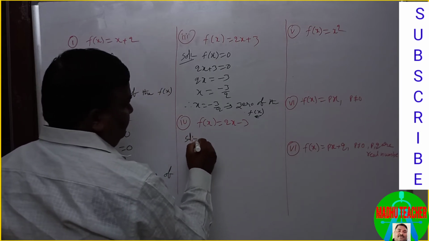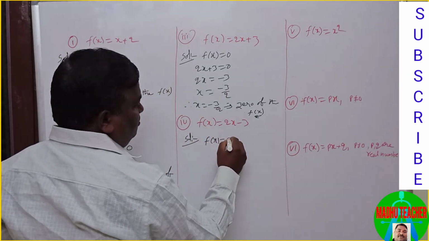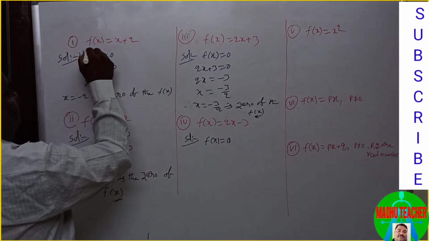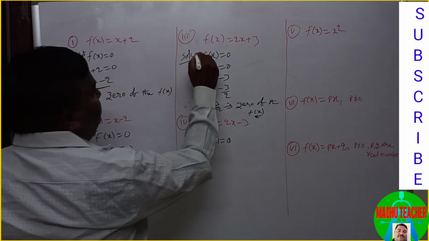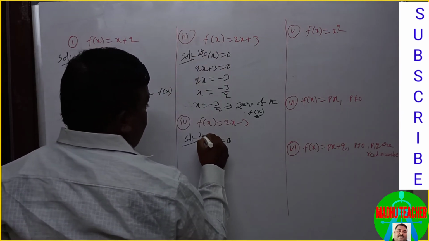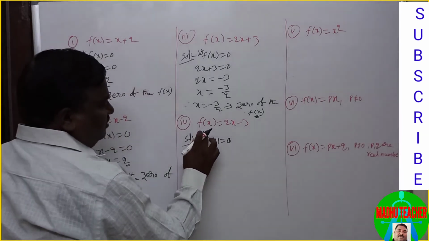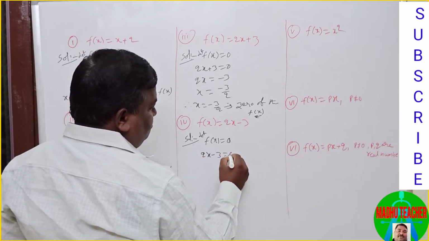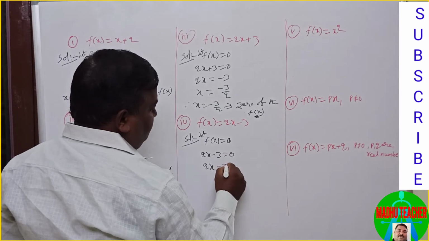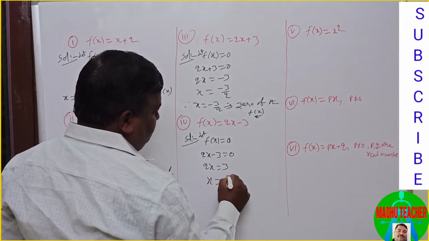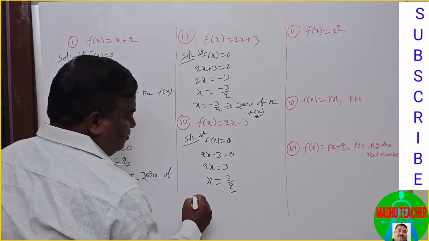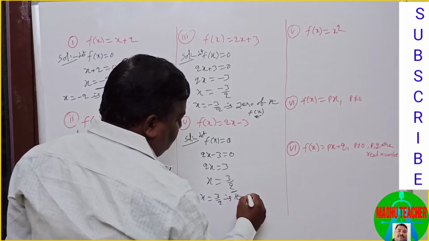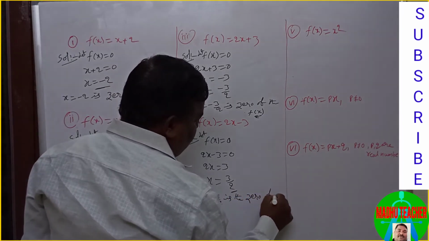Next one is the same. Take f of x equal to 0. You can write let, we are just assuming, it is not given, let it be 0. Just we are taking. So 2x minus 3 equals 0. 2x equals, minus 3 becomes plus 3. x equals, 2 going to the other side, 3 by 2. So therefore x equal to 3 by 2 is the 0 of polynomial f of x.